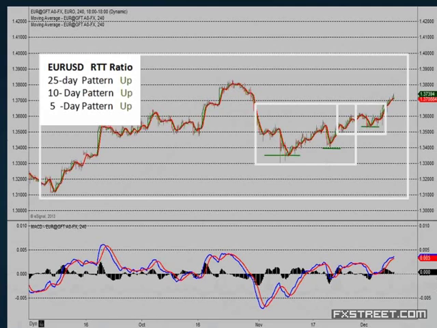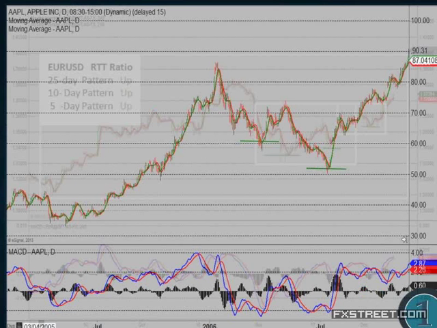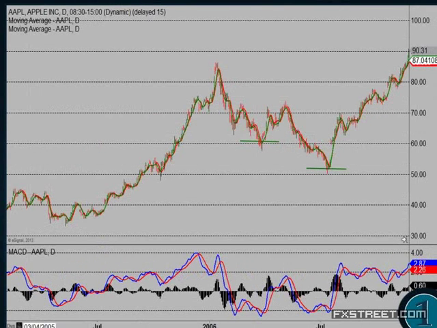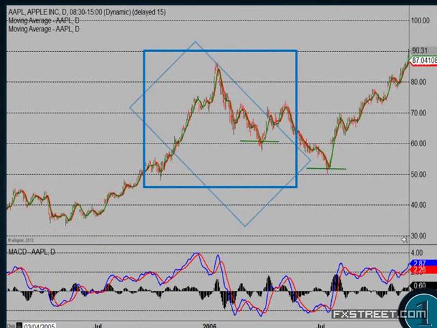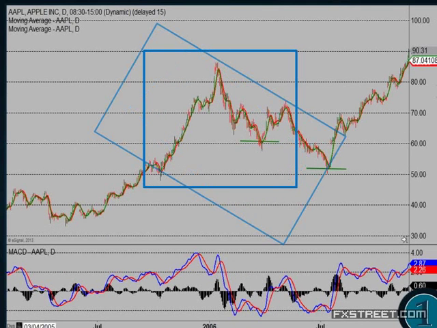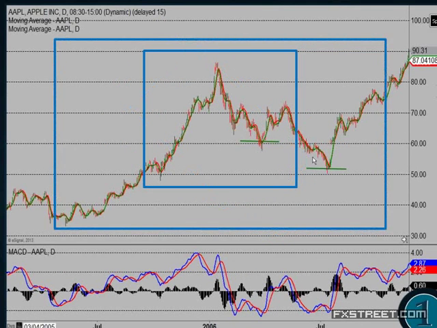But here's the point I want to make. There's nothing new about this pattern. This is an Apple chart from 6-7 years ago. This is 2006, and you can see there's the pattern, and there's the overall pattern. So while this intermediate-term pattern shifted bearish here, the long-term pattern remained bullish overall. So you have to focus on those patterns.